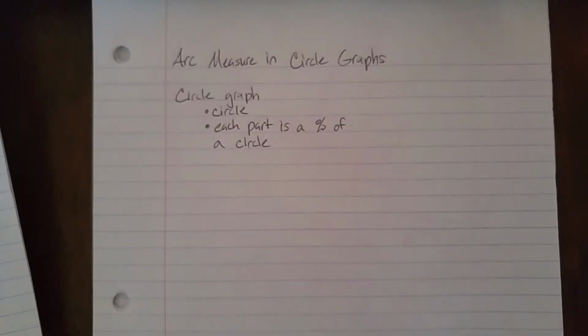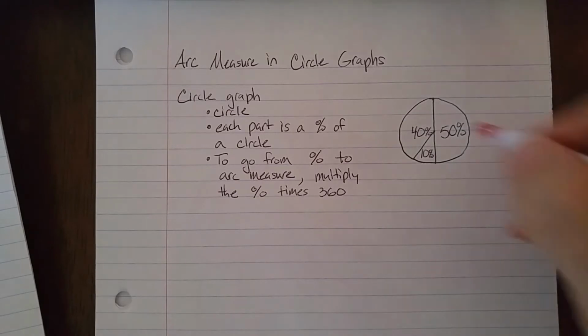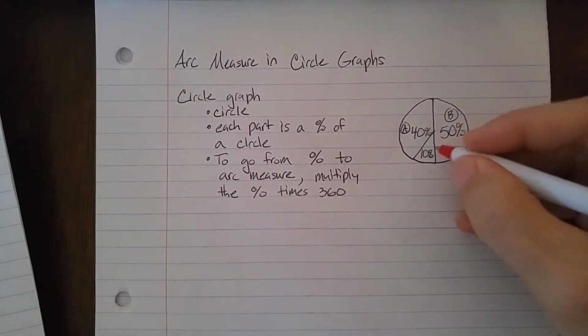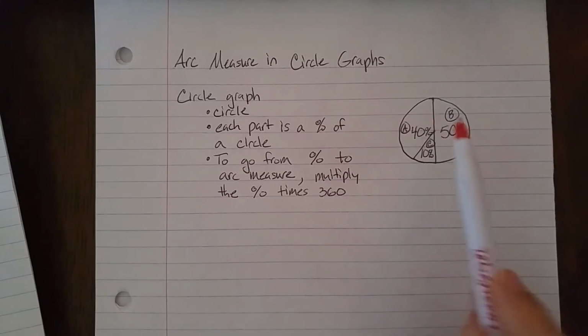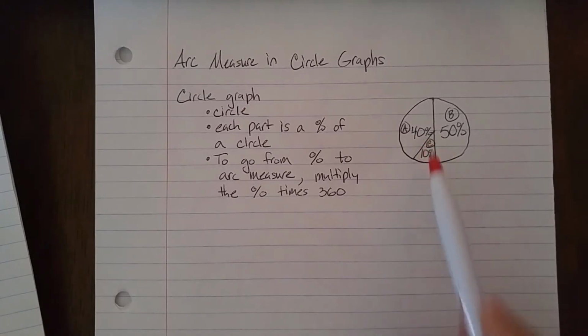So a circle graph, surprise, surprise, is a circle, and each part is a percent of a circle. So here's an example of a circle graph. Let's say people had to choose among three things. 40% of the people chose A, 50% chose B, and 10% chose C. Well, if I wanted to know what the arc measure was for each one of these parts, in order to go from the percent to arc measure, all I'm going to do is multiply the percent by 360.